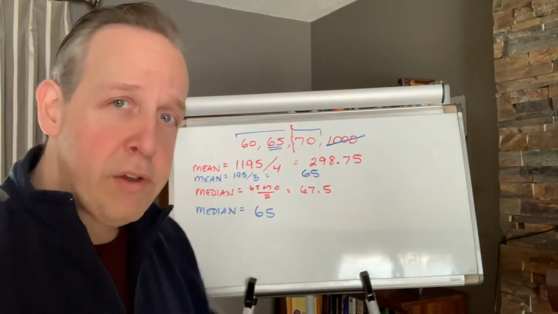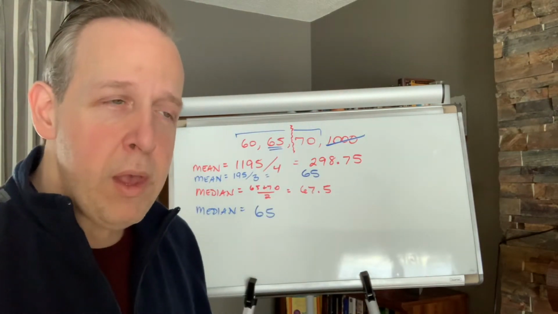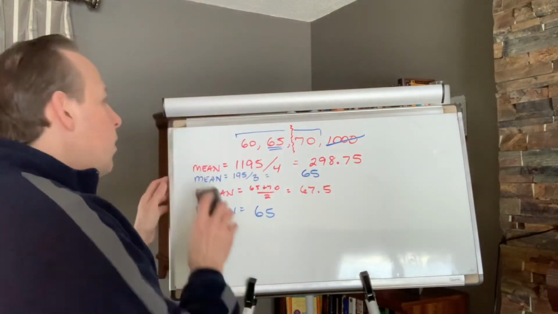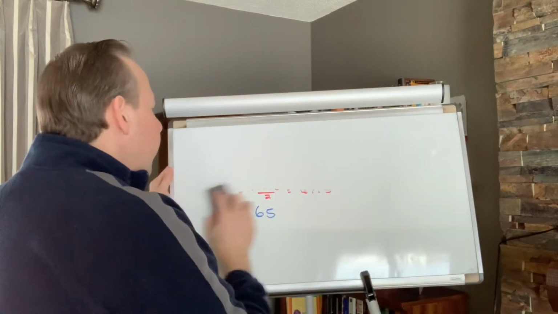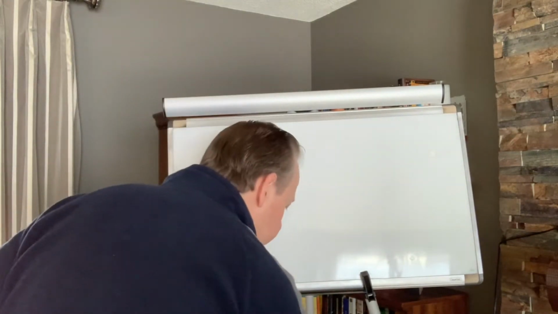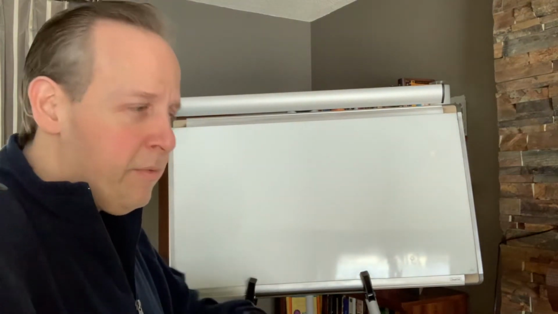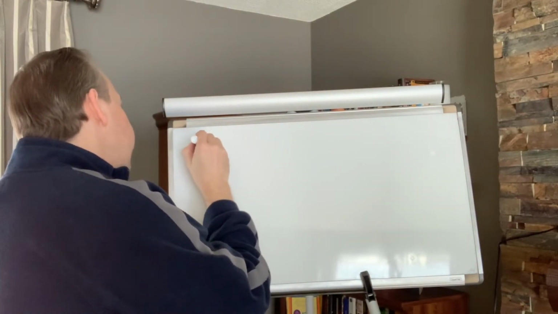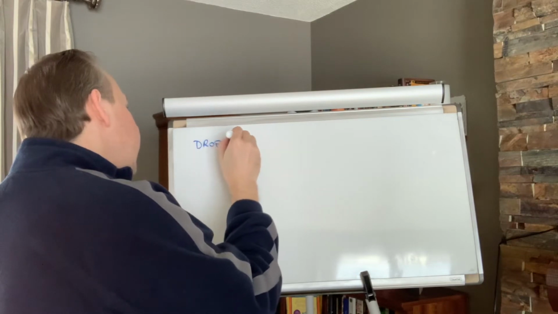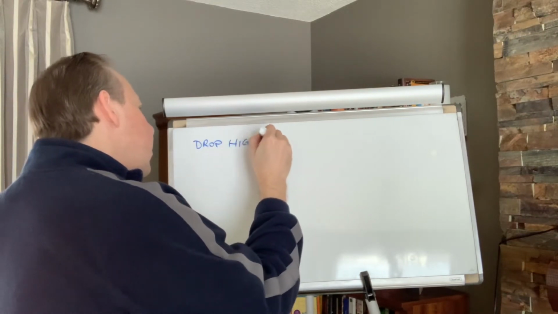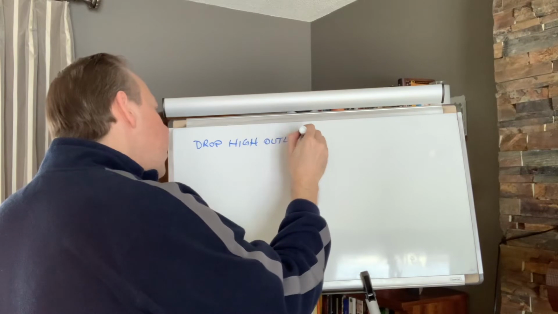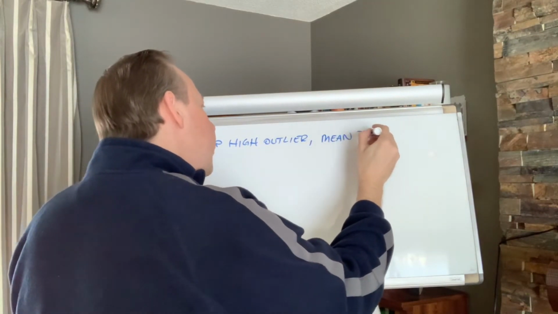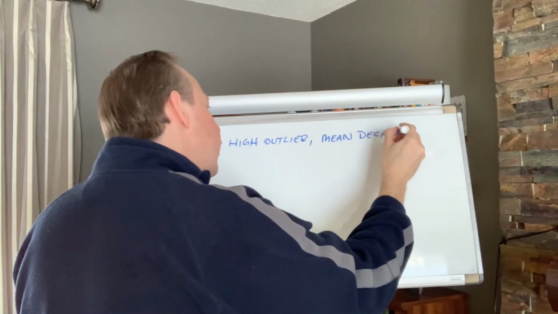My mean decreased because I lost a high outlier. The median also decreased a little bit. When I drop a high outlier, the mean decreases. That's an important thing to remember because when we do our assignment today, it's pretty much all the assignment's about. So let's say if you drop a high outlier, the mean decreases, which means it goes down in value.